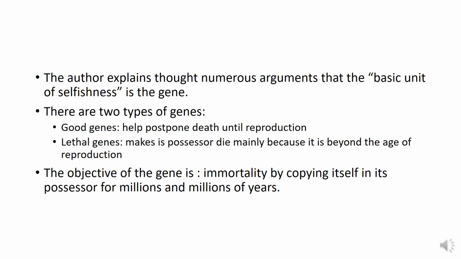The author explains through numerous counter-arguments and arguments that the basic unit of selfishness is the gene. There are 2 types of genes. Good genes help postpone death and aid reproduction. Lethal genes make their possessor die, mainly because it is beyond the age of reproduction. The objective of the gene is immortality by coupling itself to its possessor for millions and millions of years.